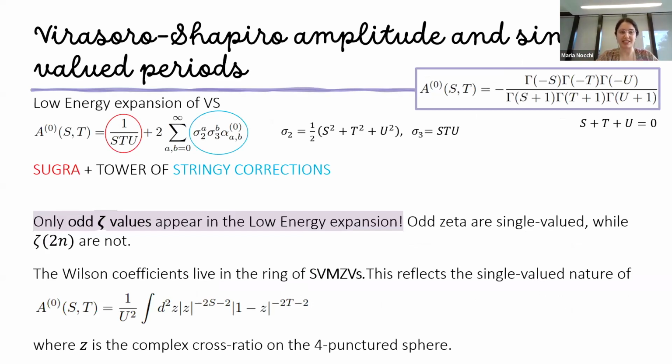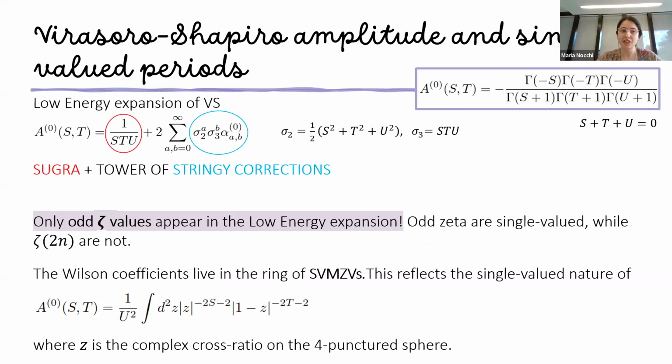So let's specialize this to Virasoro-Shapiro amplitudes. One of the papers in this program is called Virasoro-Shapiro amplitude and single valued periods, and show why and how these single valuedness emerge. So here I just reported the flat space Virasoro-Shapiro in a nicer convention, just to be compact.